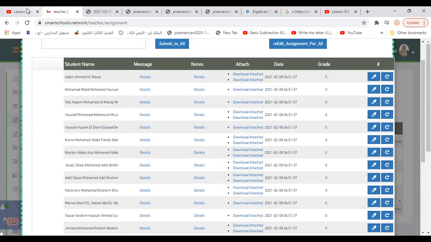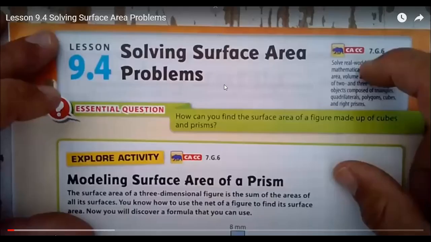Okay. Today we are going to talk about lesson 9.4, which is how can you find the surface area of a figure made up of cubes and prisms? We studied before how we can find the surface area of 2D figures, like the area of a rectangle, of a triangle, of a square, of a trapezoid, rhombus, and so on.